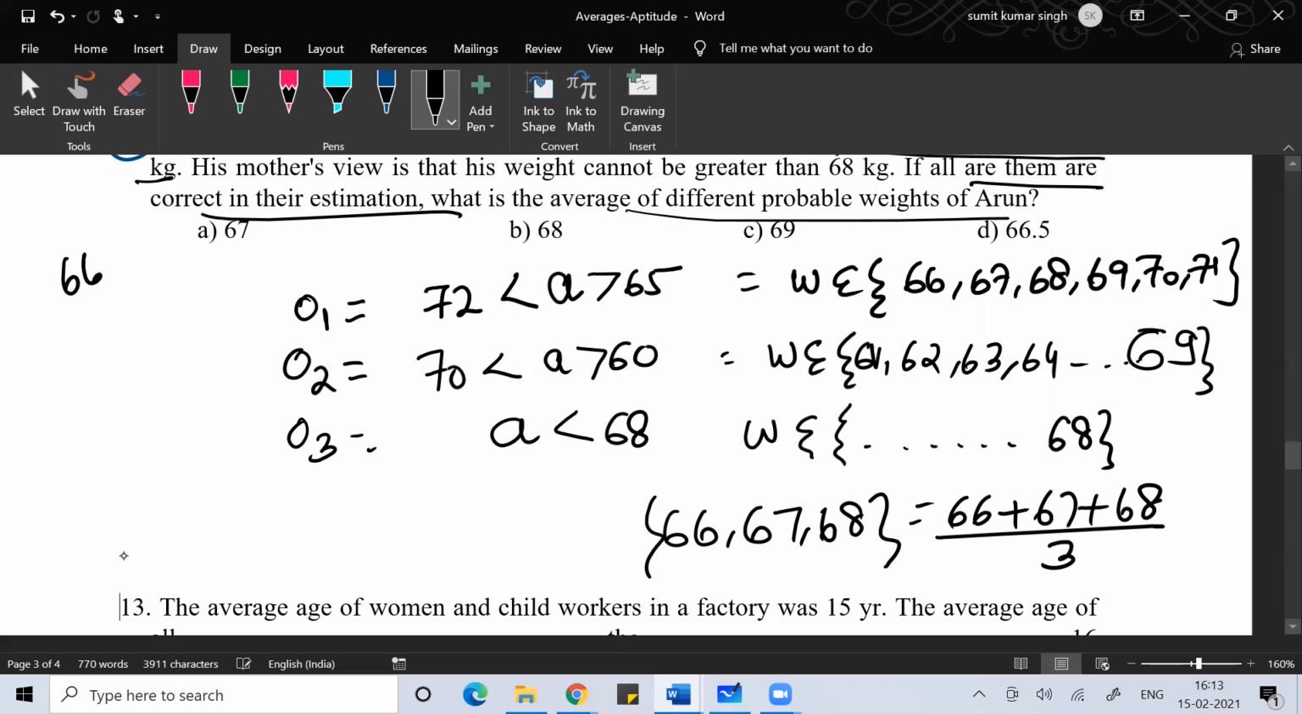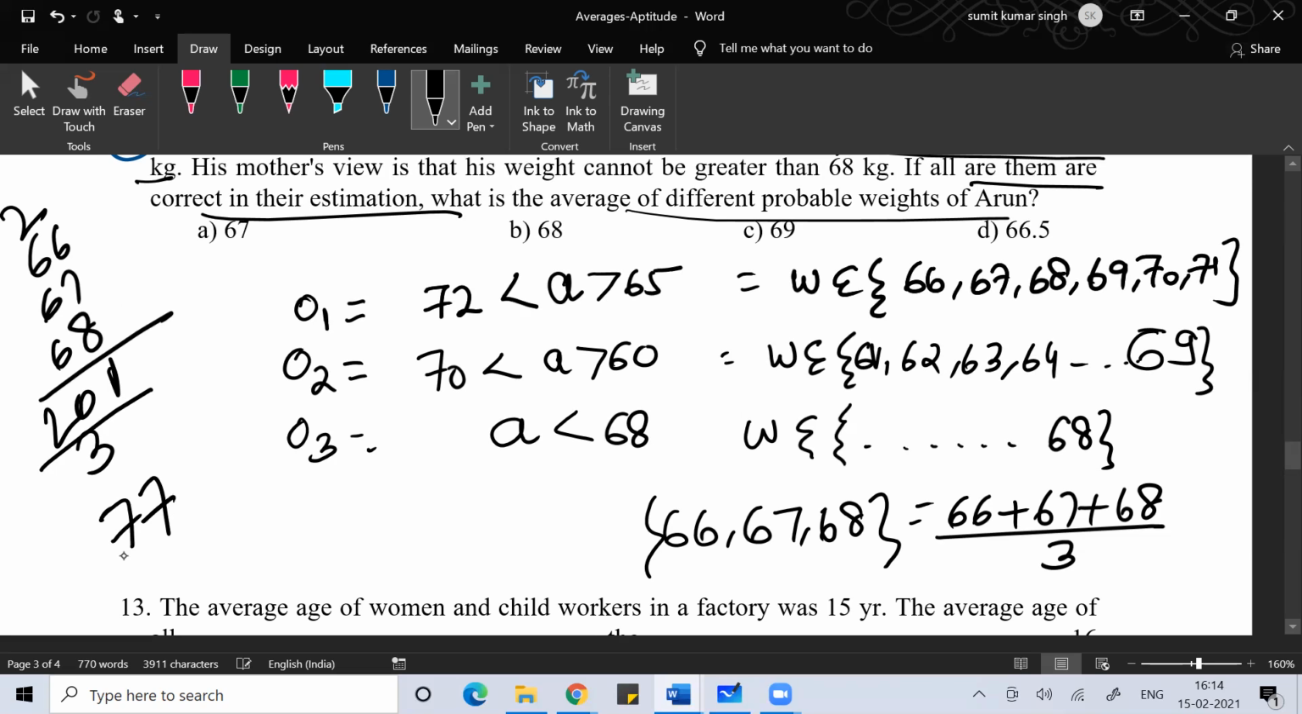You can solve this. 66 3s are 198, plus 1 plus 2 plus 3. 198 plus 3 means 201 divided by 3. 201 divided by 3 is 67.